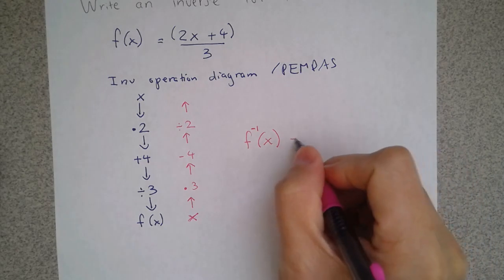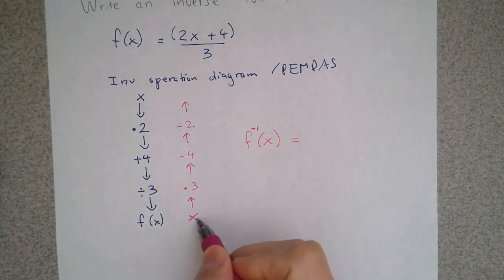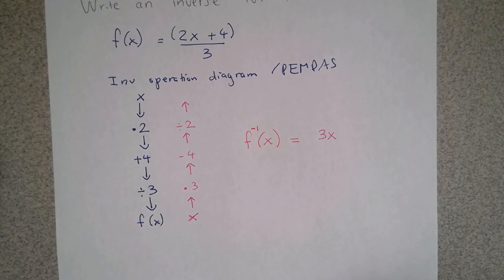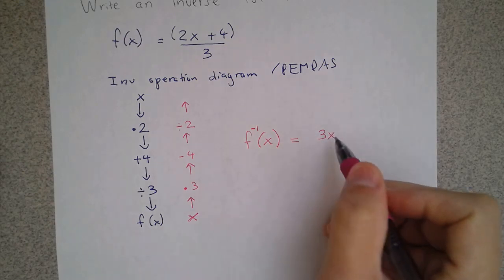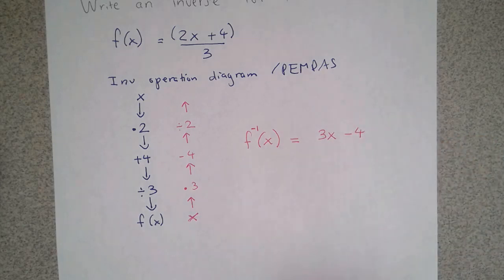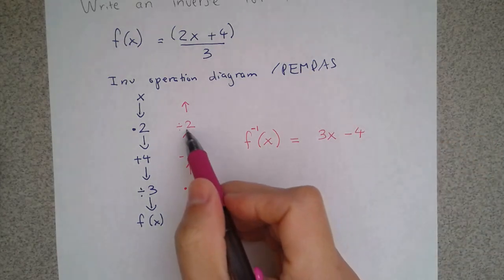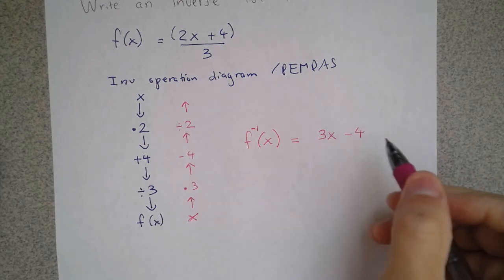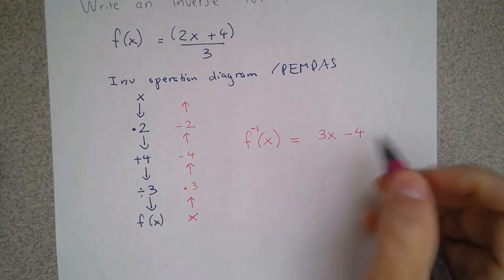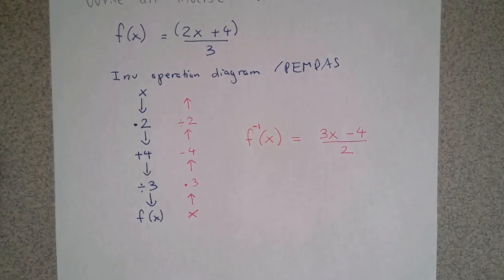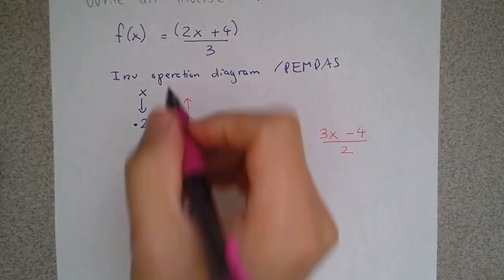Okay, so let's build our function. So here is saying x is being multiplied by 3. And so we can write that as 3x, 3 times x. And then that quantity is being subtracted by 4. And then dividing by 2. Now we're saying this whole quantity is being divided by 2, not just the 3x or the 4. The whole thing is being divided by 2. Okay. So that is my inverse.